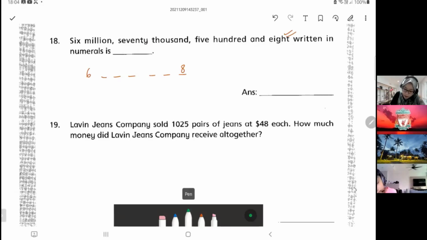This, if you do not know, label ones, tens, hundreds, thousands, 10,000s, 100,000s. Okay, then million. So 70,000 means look at your 70,000. 70,000 will be here. Okay, so 70,000, 500, 8 is here. All this will be 0 and 0. Okay, so the answer is 6,070,508. Okay, 6,070,508. Next.